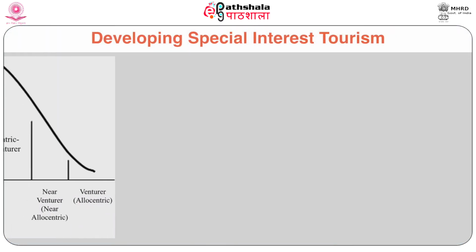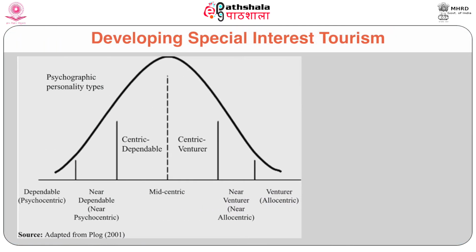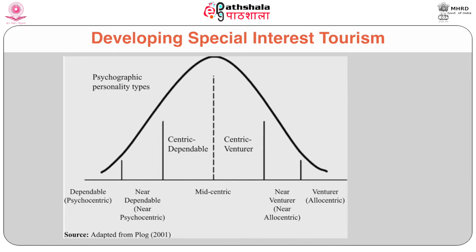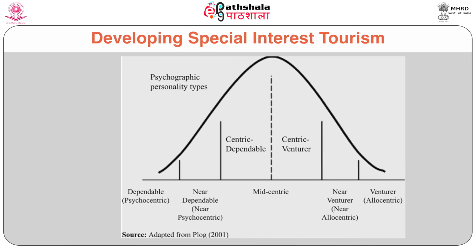As per Stanley Plog, there are three types of tourists. Allocentric. These types of tourists are also known as explorers. They are confident travelers and travel to unexplored destinations. Mid-centric. They prefer to travel to new destinations which have been explored by allocentric tourists. Psychocentric. These are the tourists who prefer to visit safe destinations with all facilities.